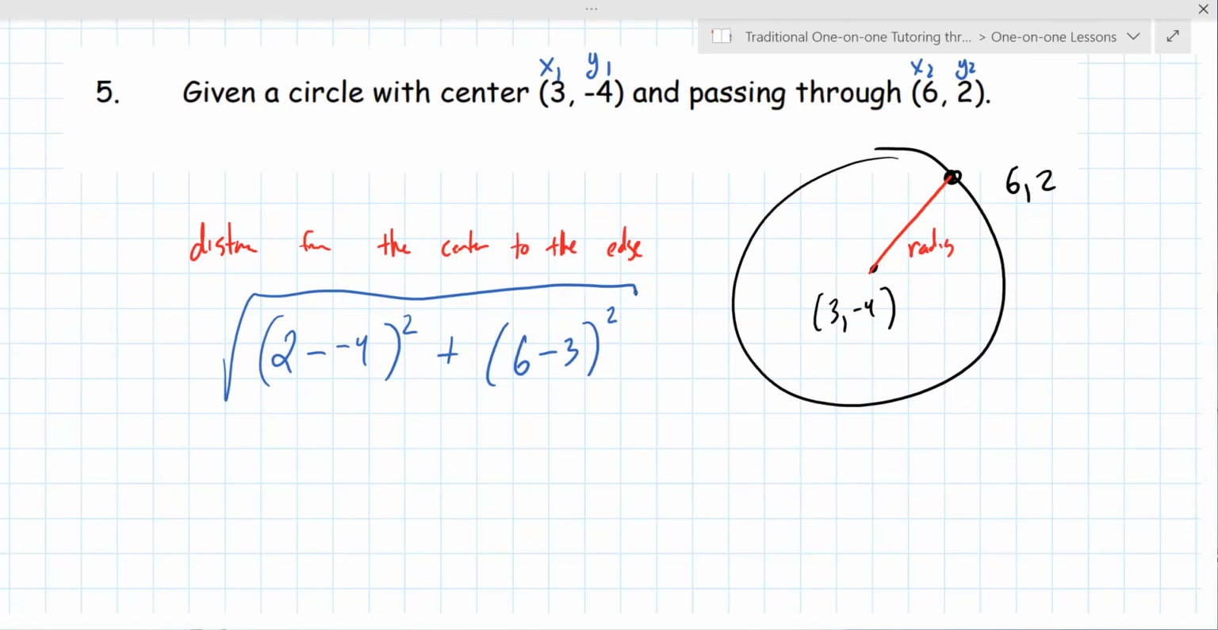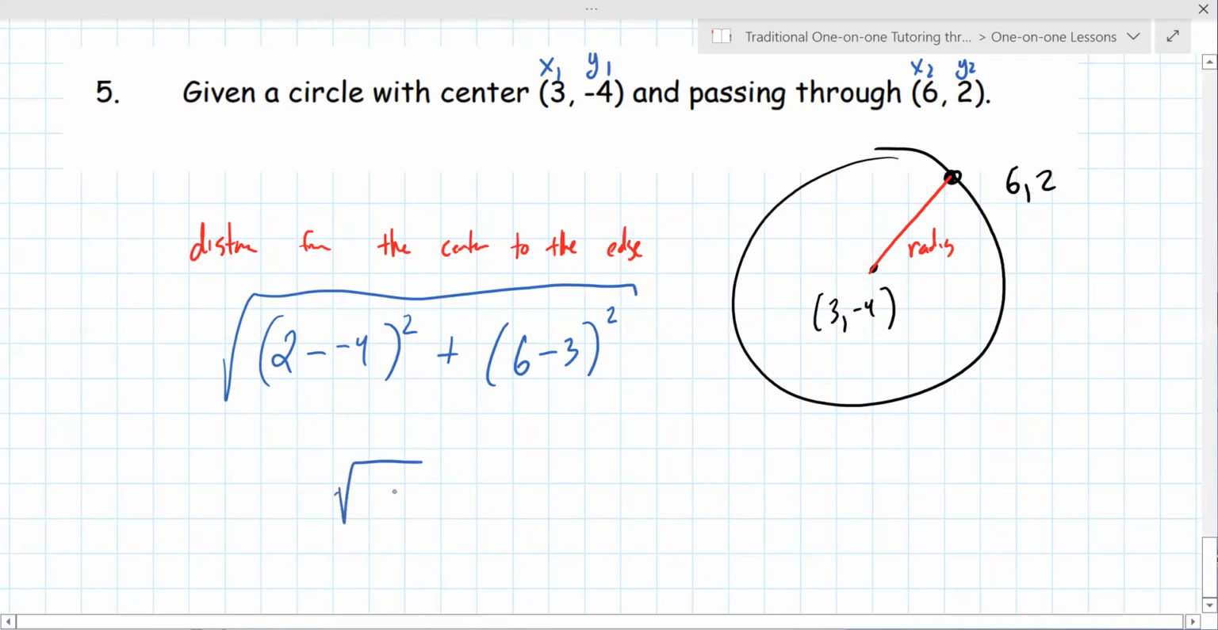And I got 6 plus 3. You have to square it, Sourish. 6 squared is 36, and 3 squared is 9. So what does that add up to? 36 plus 9? Yes, 45. Very good. So the radius is the square root of 45.